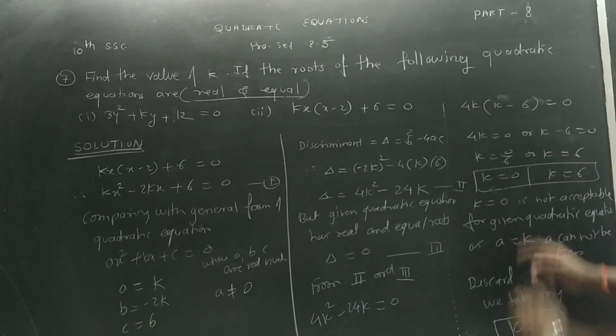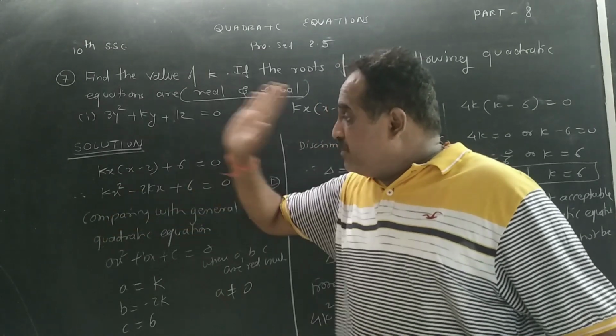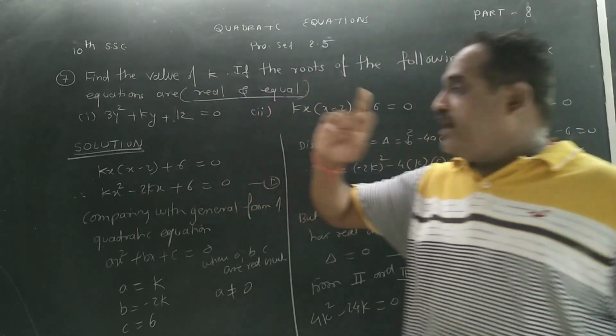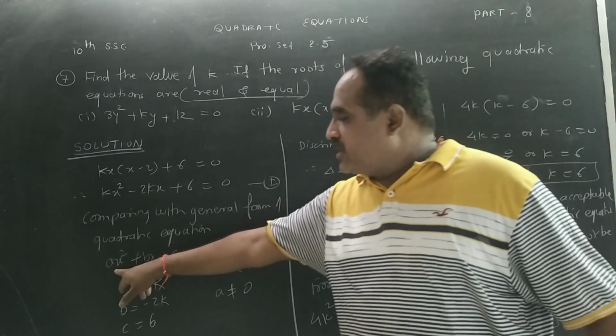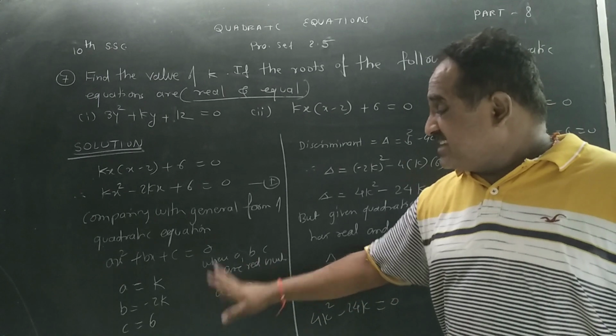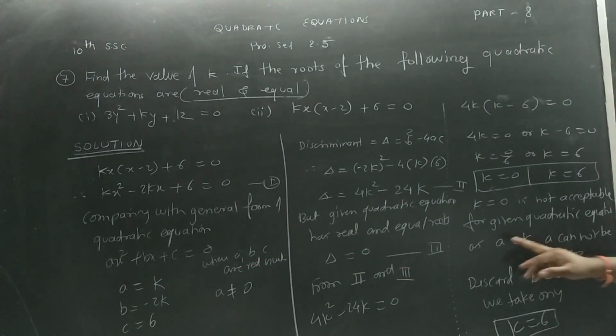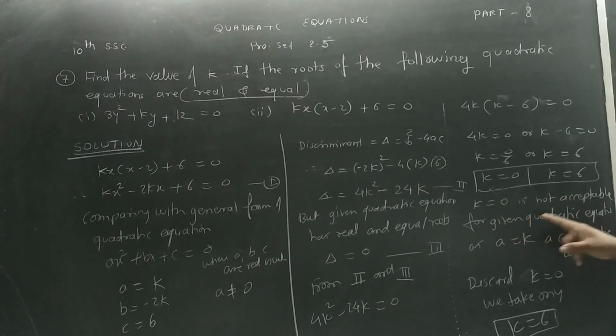अगर मैं k का वैल्यू 0 लिया और इस इक्वेशन में डाल दूं तो k into 0 into x square into 0, तो that is not be called equation. और कंडीशन क्या थी? In general form, ax square plus bx plus c is equal to 0. A, b, c are real numbers and a should not be equal to 0. अगर मैं k 0 ले रहा तो a 0 हो जाएगा. So k cannot be accepted for the given quadratic equation as a is equal to k. A cannot be 0. So discard k is equal to 0.